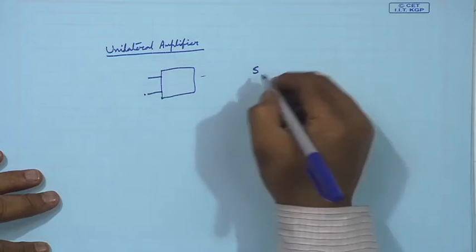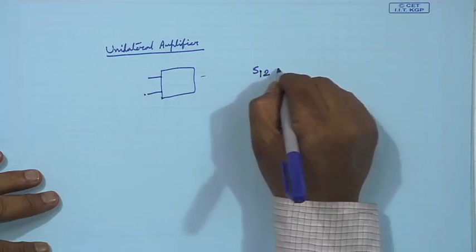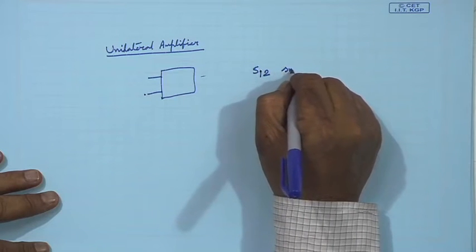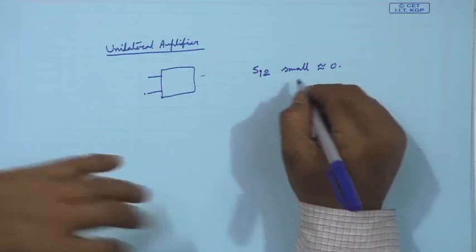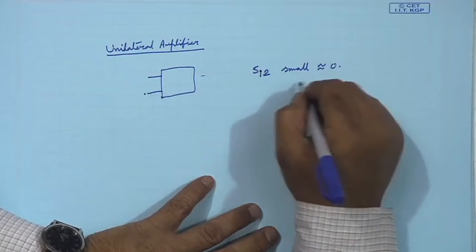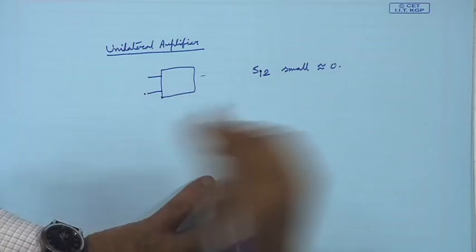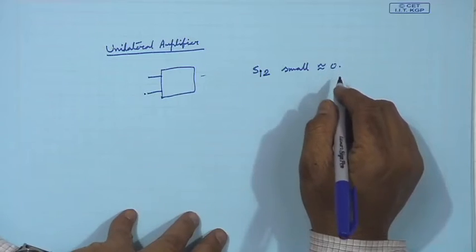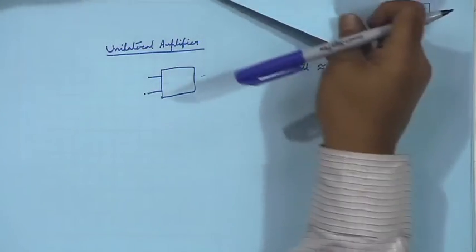In many practical amplifiers, this S12 value is very small, practically I can call it 0. Sometimes it is not exactly 0, but very small compared to S21. So if we consider it to be 0, let us look at our expression.